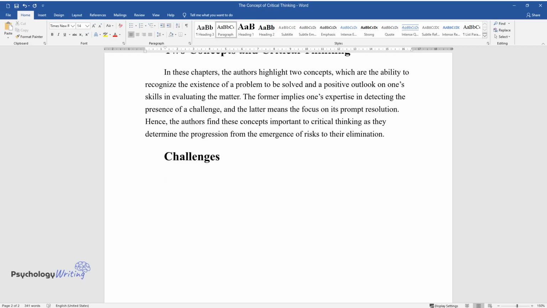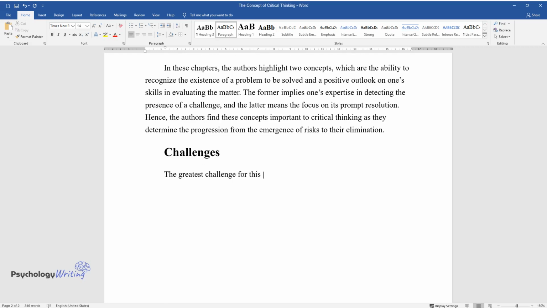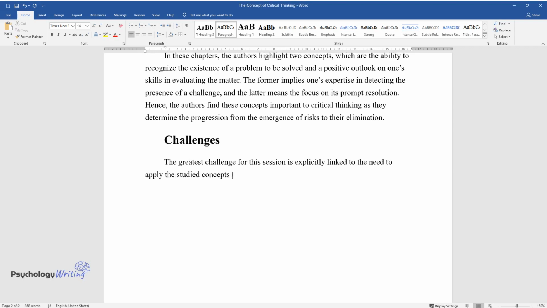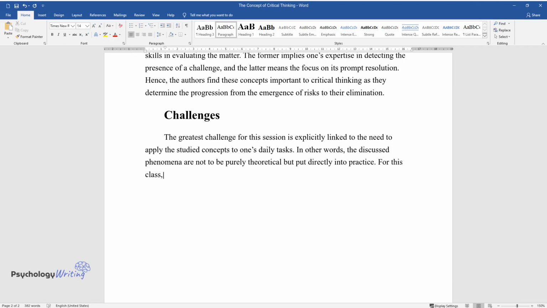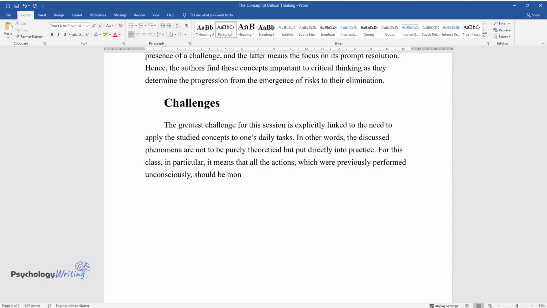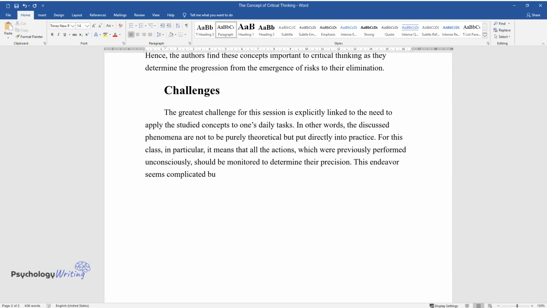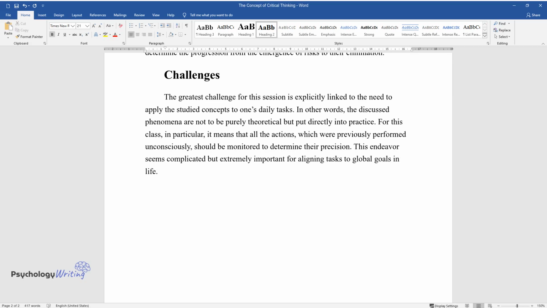Challenges. The greatest challenge for this session is explicitly linked to the need to apply the studied concepts to one's daily tasks. In other words, the discussed phenomena are not to be purely theoretical but put directly into practice. For this class, in particular, it means that all the actions, which were previously performed unconsciously, should be monitored to determine their precision. This endeavor seems complicated but extremely important for aligning tasks to global goals in life.